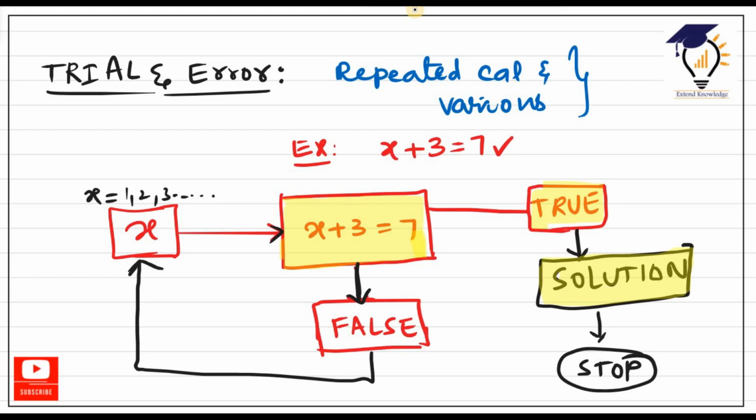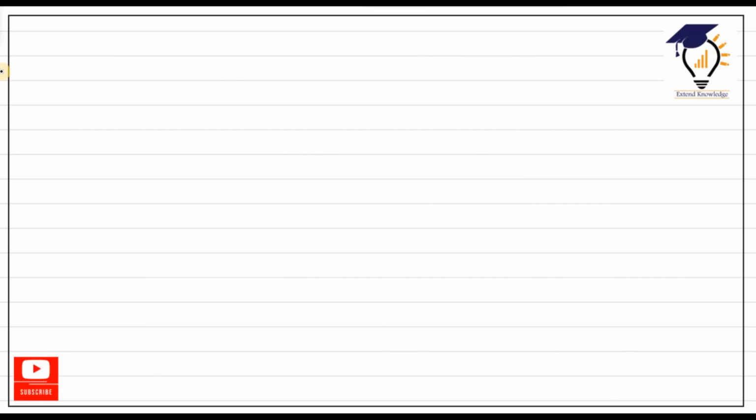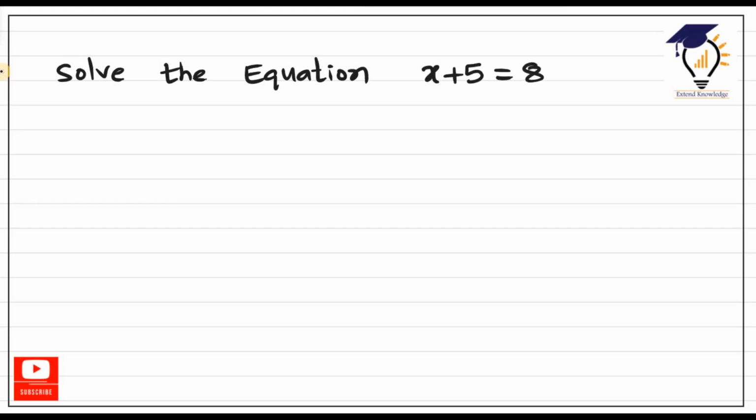So let us substitute different values and solve one linear equation to see how it actually works. The question will be asked like this: solve the equation x plus 5 is equal to 8. We have to solve this equation using the trial and error method. So let's plug in the values of the variable.